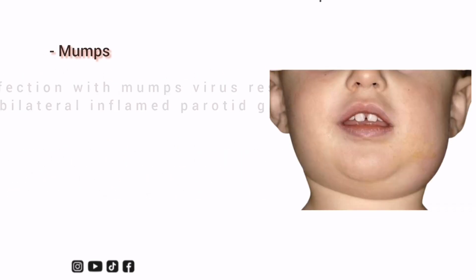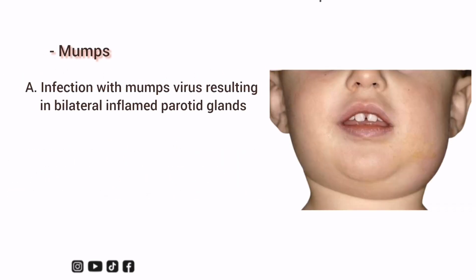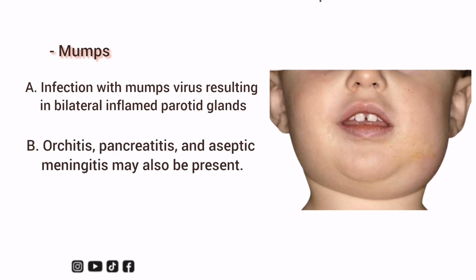Mumps is the first topic in this section. Infection with the mumps virus resulting in the bilateral inflamed parotid glands. So this is high yield. Orchitis, which is the inflammation of the testicles, pancreatitis, and aseptic meningitis may also be present as a complication of the mumps infection.